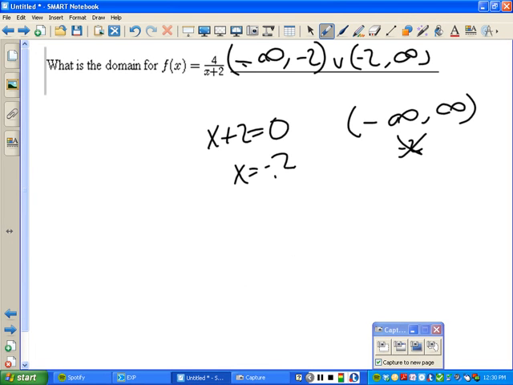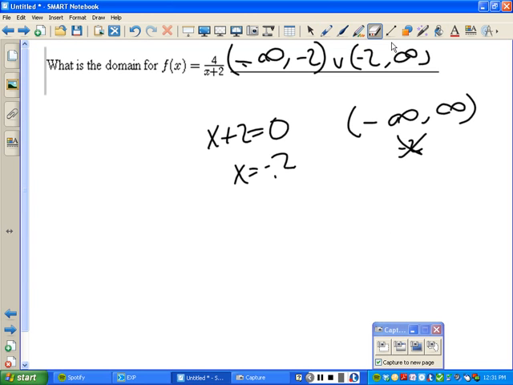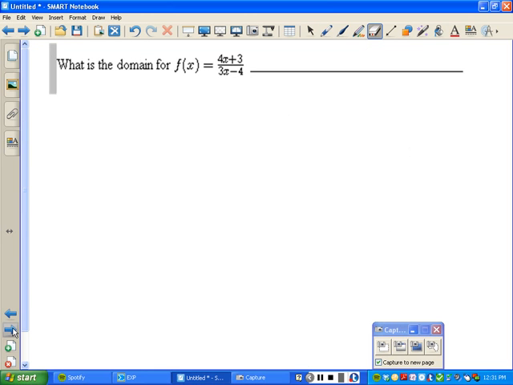Notice we're using parentheses and not brackets. I see a lot of people who do negative infinity to negative 2 bracket, union negative 2 to infinity, and then argue, well, it's the same thing. No, it's altogether different. Bracket means you're including it. Parentheses means you're not. You don't want brackets. Brackets are bad. You want parentheses. Okay? Now for the next one.